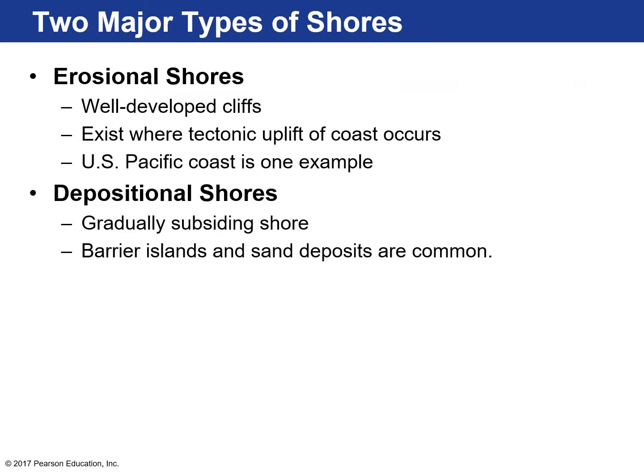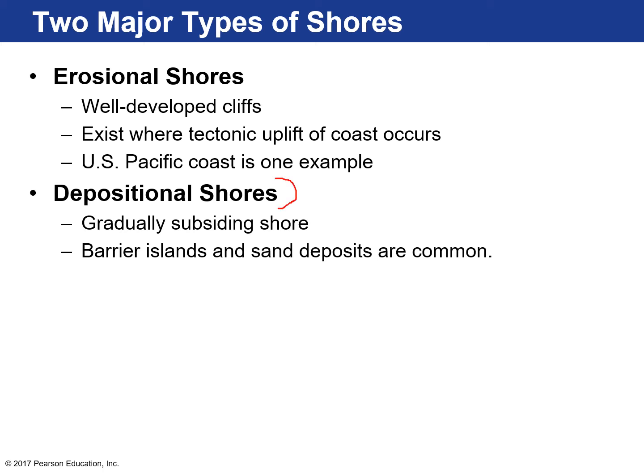Okay, so there are two major types of shores. There are erosional and there are depositional shores. Erosional shores have well-developed cliffs. So rule Florida out. That's not really true here. So think of the Pacific coast. And that makes sense because where you have erosional shores and well-developed cliffs, you have tectonic uplift occurring. So on the West Coast in California and Washington State and Oregon, they have tectonic boundaries close by. They're active margins. There are earthquakes, and that pushes the land upwards. So there's uplift of those coasts, and that's why you get those well-developed cliffs.